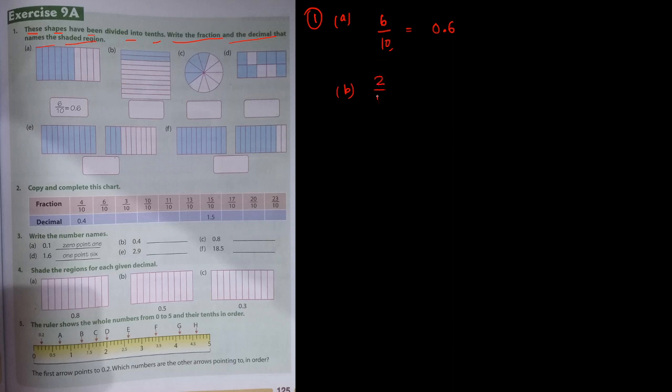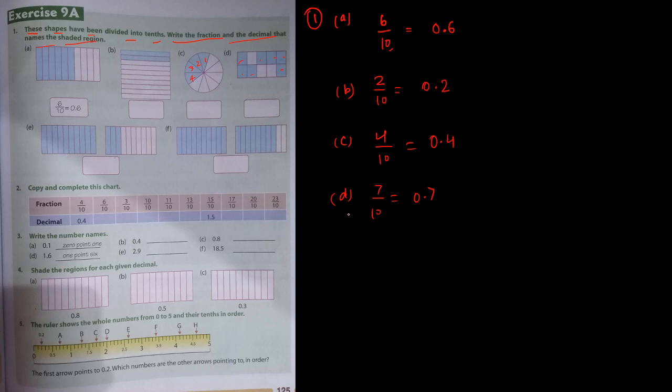Okay. Now if we talk about the B, so there are 10 parts and 2 are shaded. So we will write 2 upon 10, means 2 are shaded and total 10 parts are there. So 2 upon 10, and we will write it 0.2 in the decimal form. Now C part, total 10 parts are there, and out of 10, 1, 2, 3, 4 are shaded. So 4 upon 10 we will write, and it will be 0.4. In the same way, if we talk about the D part, out of 10, 1, 2, 3, 4, 5, 6, 7 are shaded. So 7 upon 10, it will be 0.7.